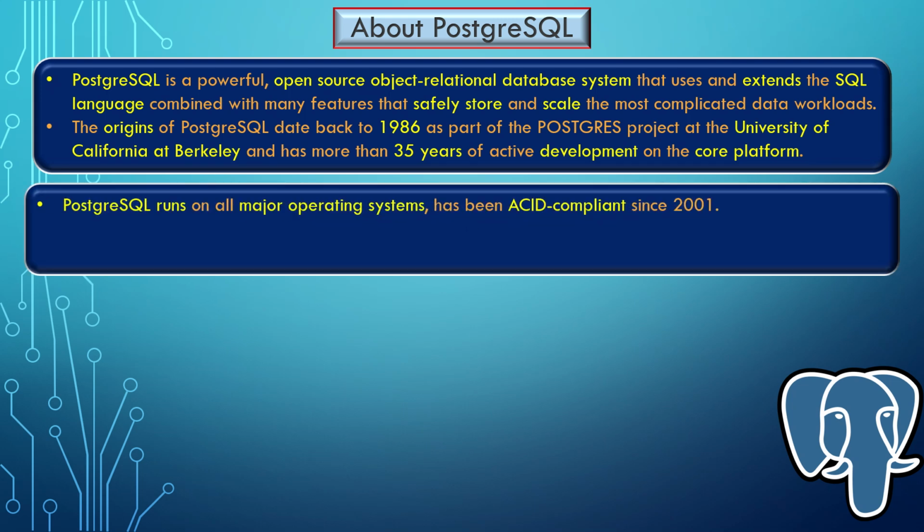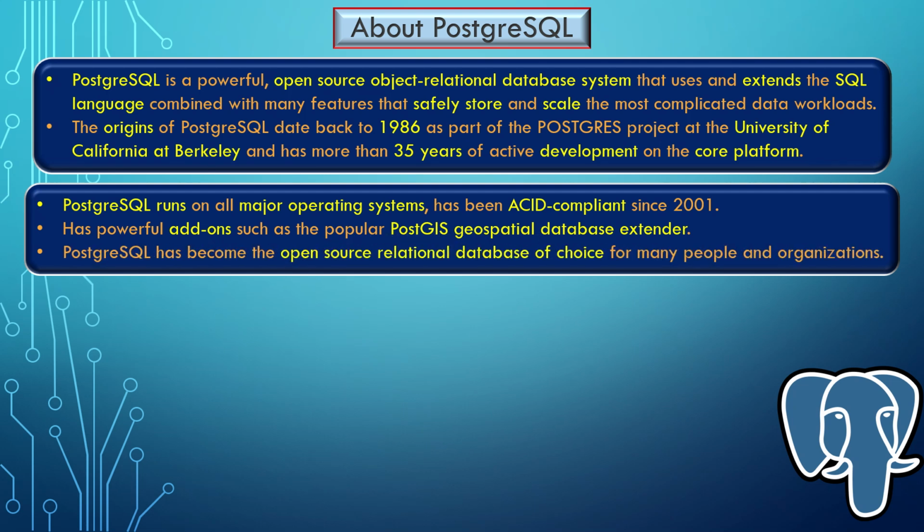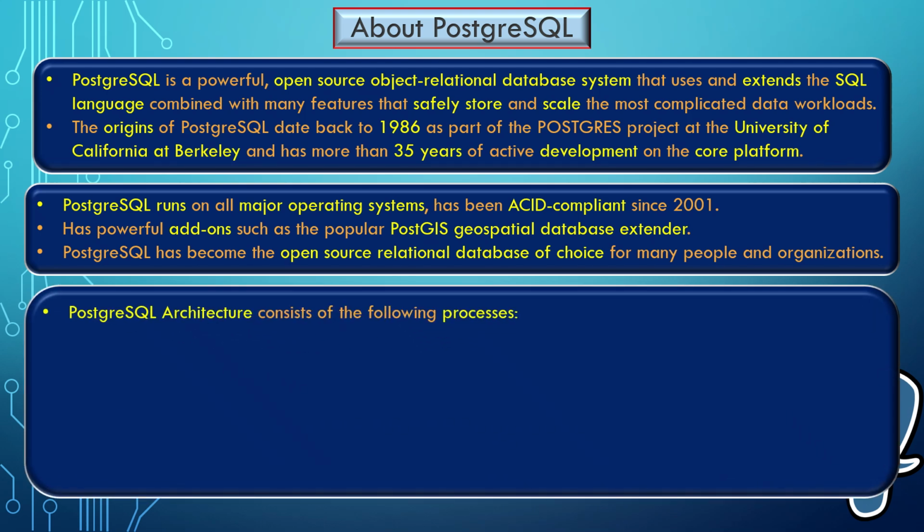PostgreSQL runs on all major operating systems and has been ACID compliant since 2001. It also has powerful add-ons such as the popular PostGIS geospatial database extender. PostgreSQL has become the open-source relational database of choice for many people and organizations.